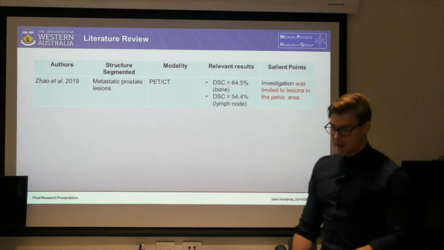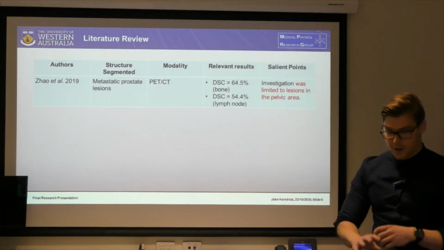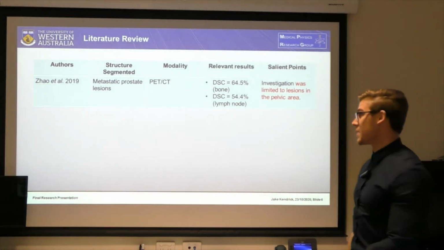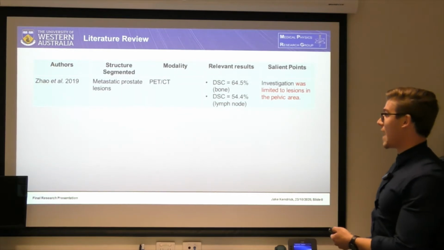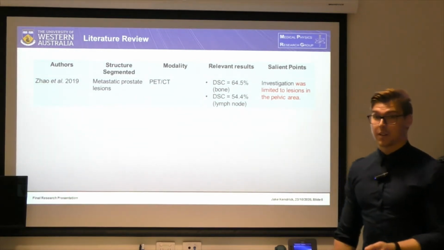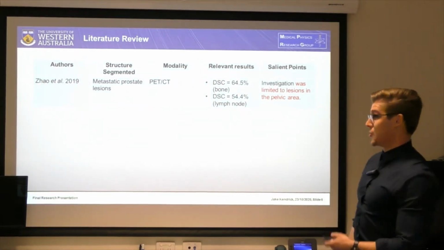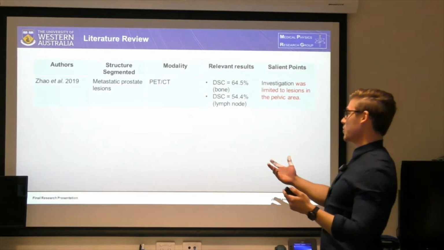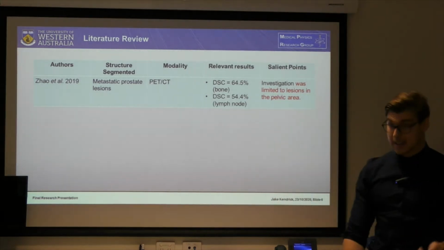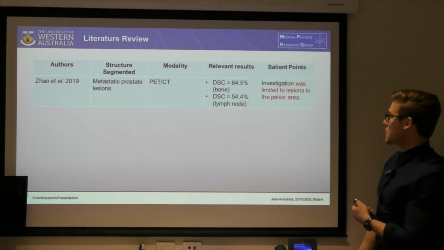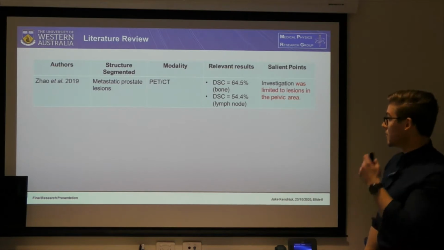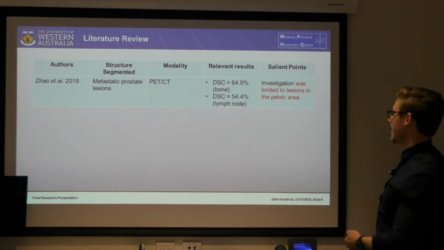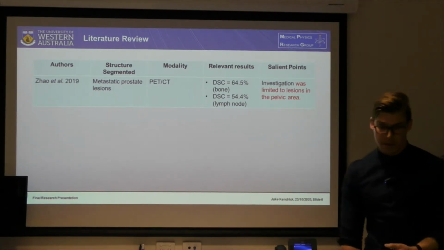So just by way of a brief literature review, the literature on this subject is quite desolate. There's only been about 2 studies that I know of that have attempted this. The first one was by Zhao and colleagues in 2019. This one came out very recently, just before I started the project, actually. And what they attempted to do was to segment metastatic prostate lesions in PSMA PET-CT images. They achieved quite high DICE scores as well. So they achieved a DICE score of 64.5% for bone lesions and slightly less, 54.4% for lymph node lesions.